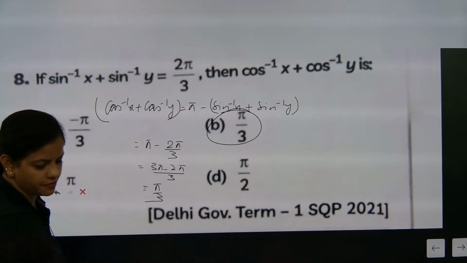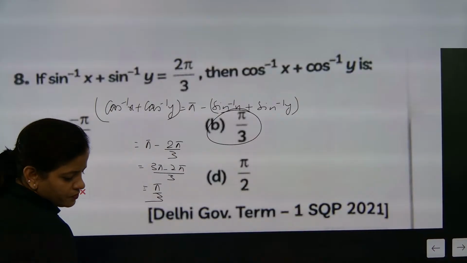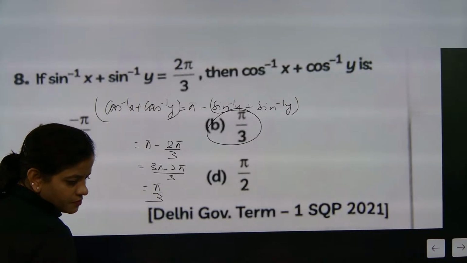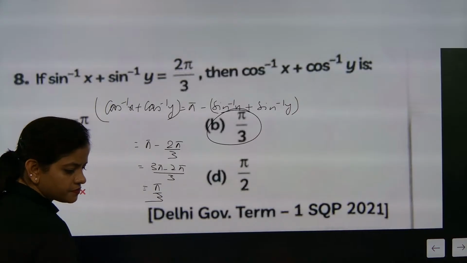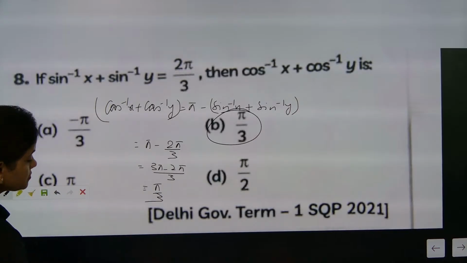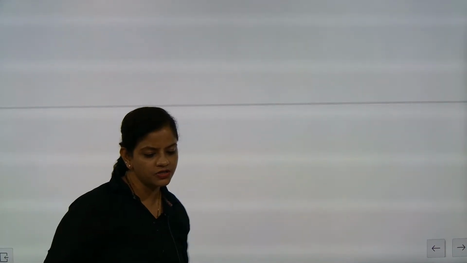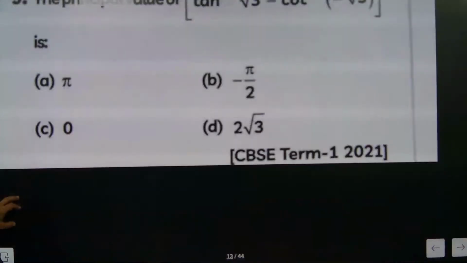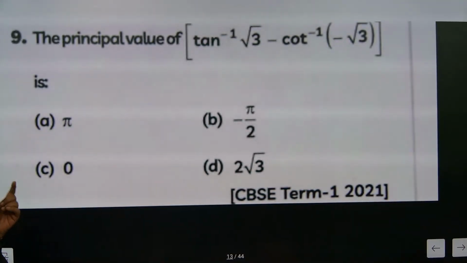What mistake did you make? Cos inverse x plus cos inverse y, beta. Yes, correct. So now, whenever an inverse function is there, you can apply sin inverse x, cos inverse x like that. Now check this type of questions, and you will be able to solve the cot inverse part.